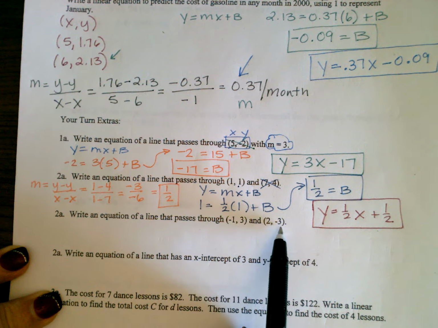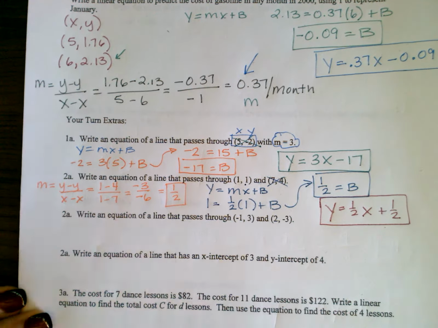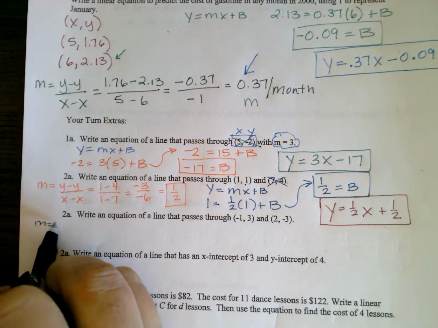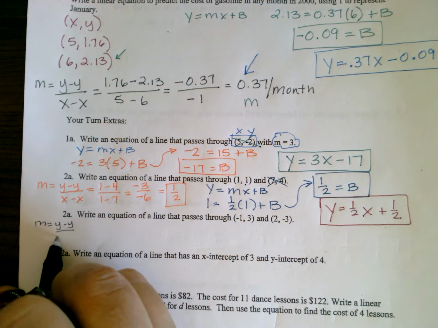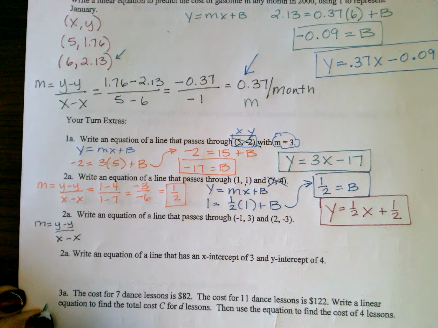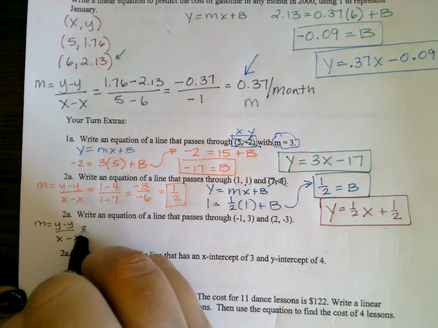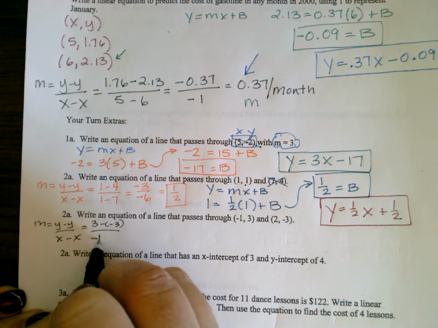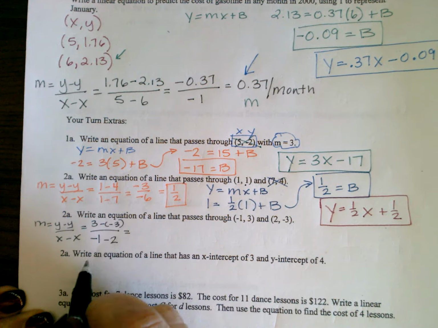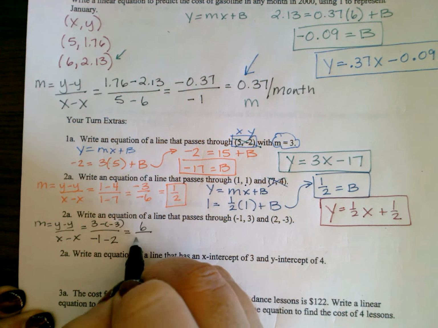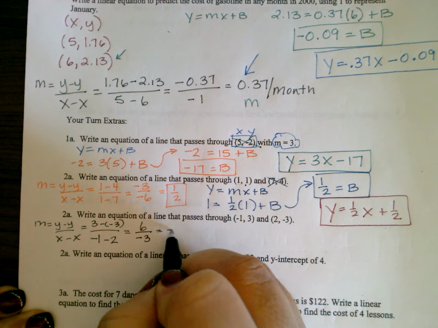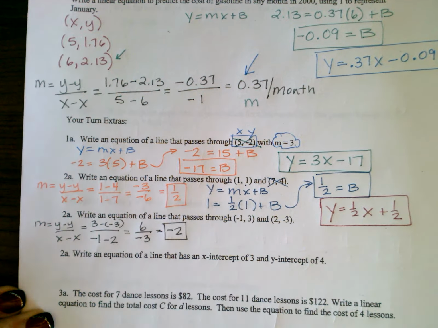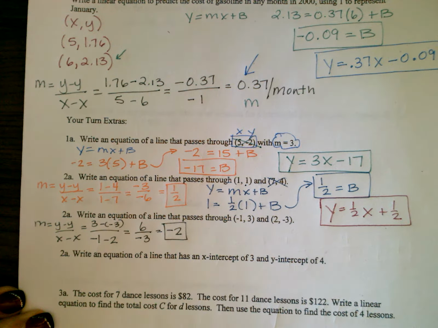For the next one, it's the exact same process. I first need to find the slope by the change in y over the change in x. Y minus y, I need to be careful with my negative and subtraction signs, over x minus x. I end with 6 over -3, which equals a -2.